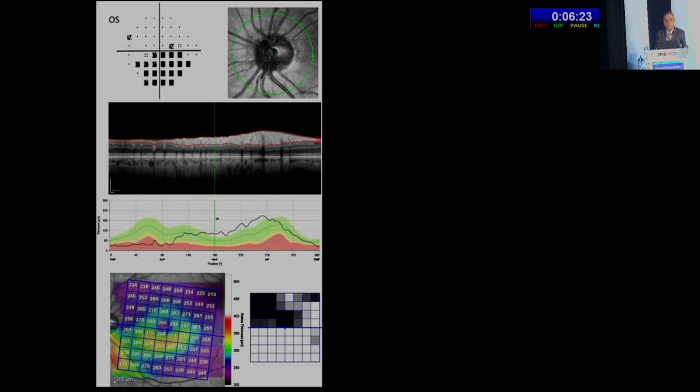Now here is a hemifield loss, a hemi loss of the nerve fiber layer, a loss of the macular thickness, which is respecting the horizontal midline.